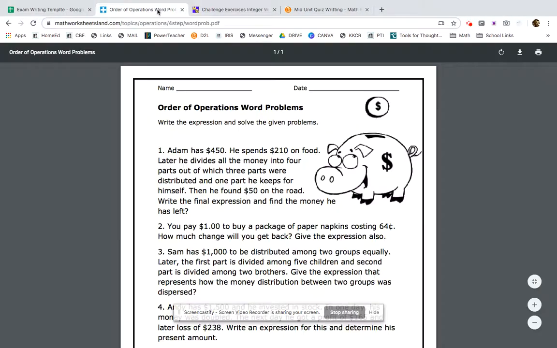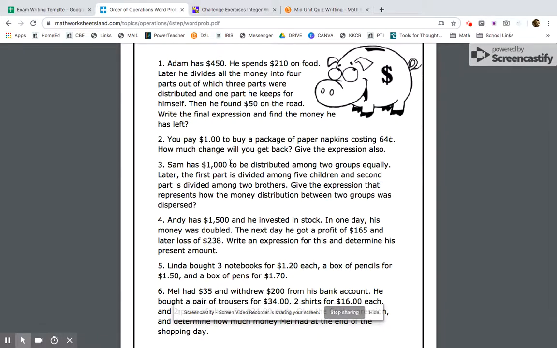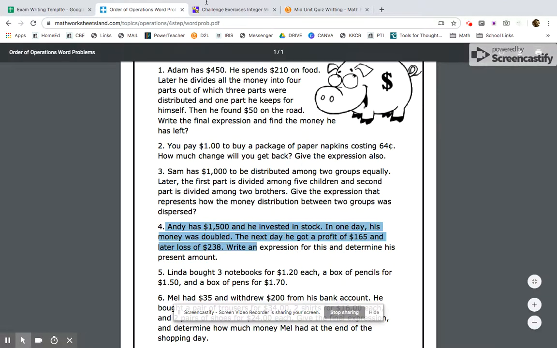This was my first search. I just typed in order of ops word problems, and here I've got a whole bunch. So I pulled one of these, the investment one. I just highlighted it and I copied it. A lot of these have answer keys too to help you.